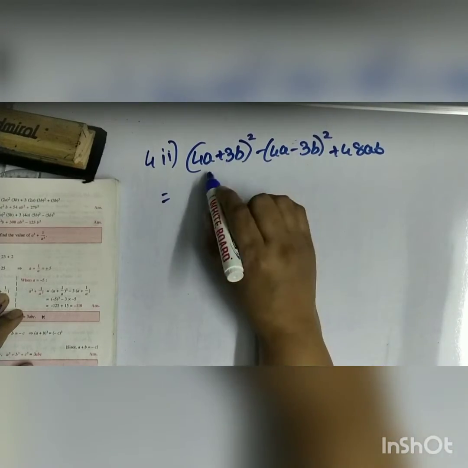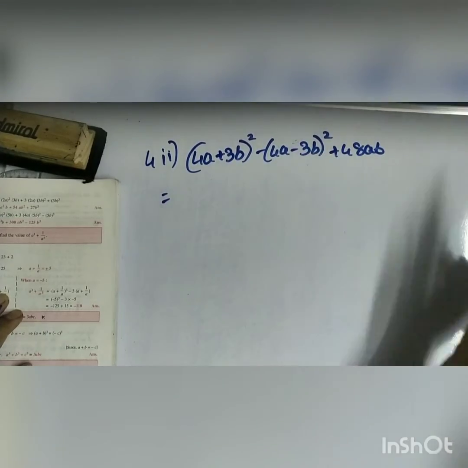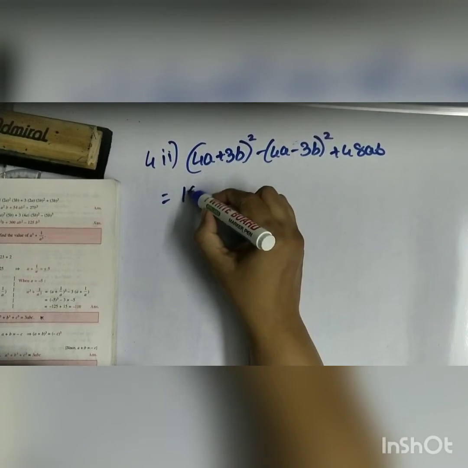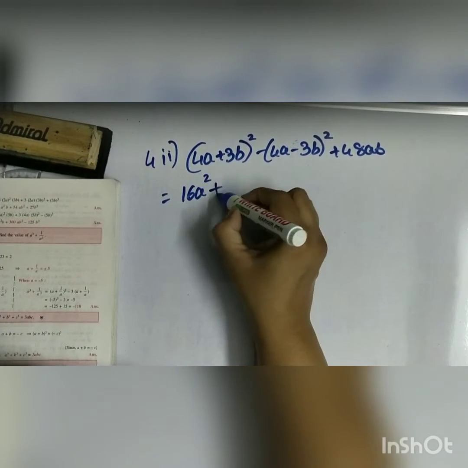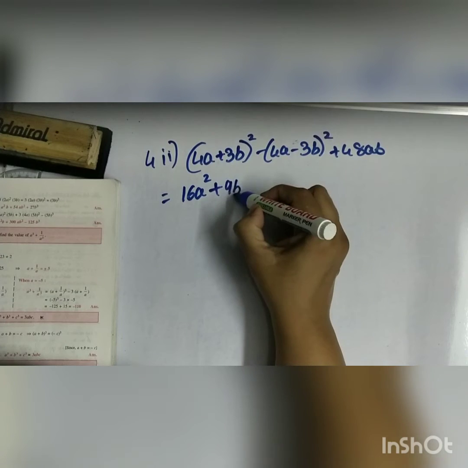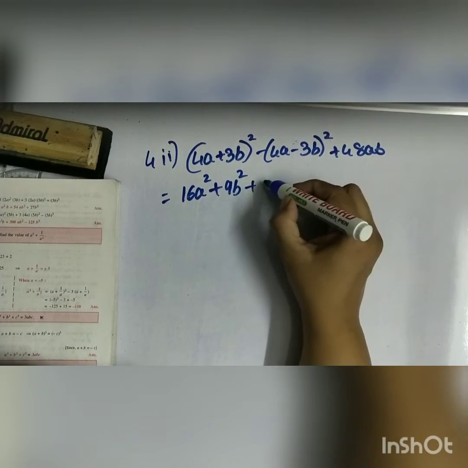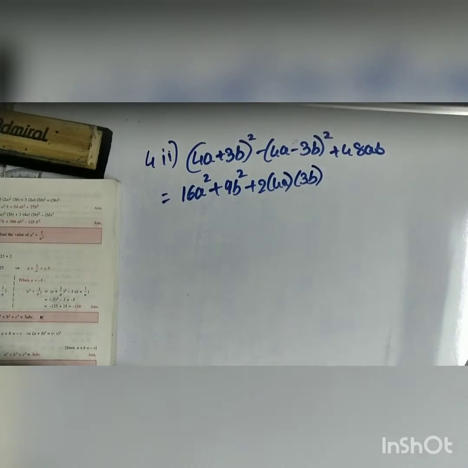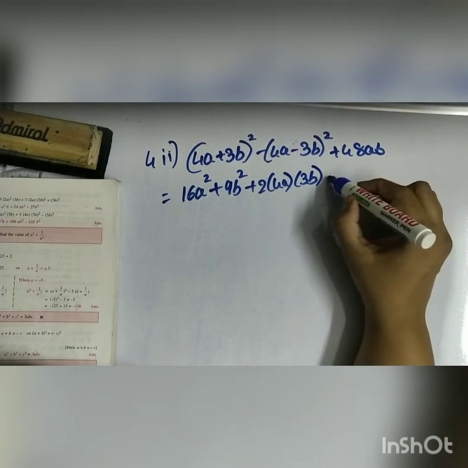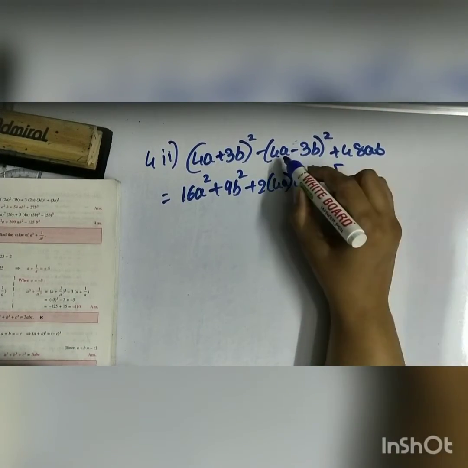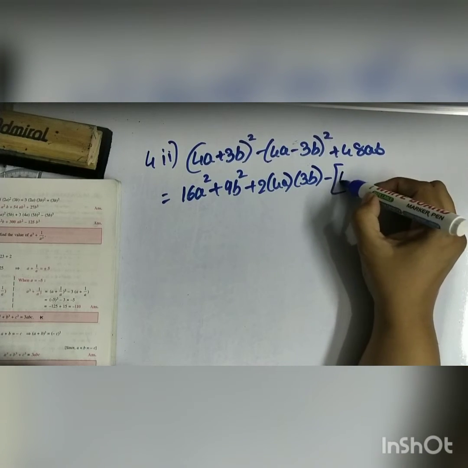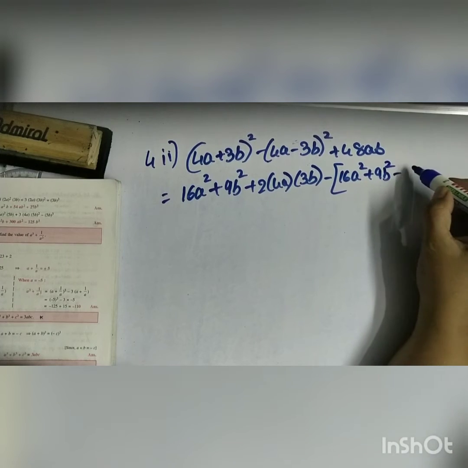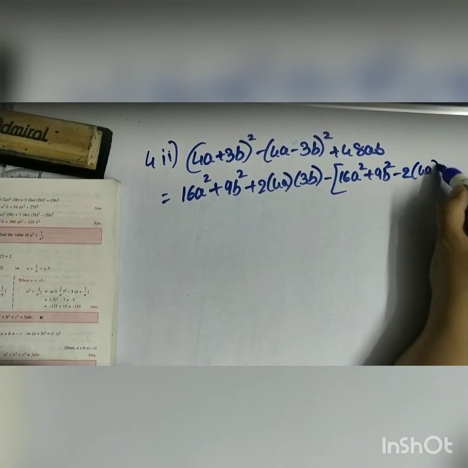So we have to use these identities, (a plus b) whole square and (a minus b) whole square. So let's directly keep the answer. 4 square is 16, a square, plus 3 square is 9, b square, isn't it? Plus 2 times 4a into 3b. Okay, so now this one I'm going to keep in a bracket here. So we'll keep it as 16a square plus 9b square minus 2 times 4a into 3b.